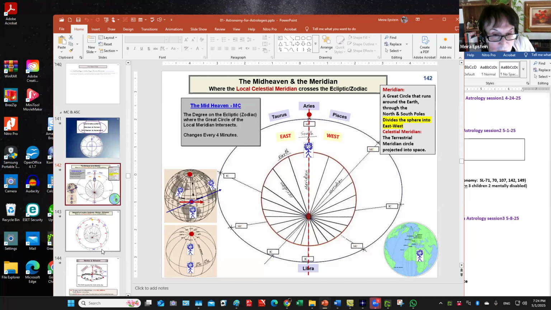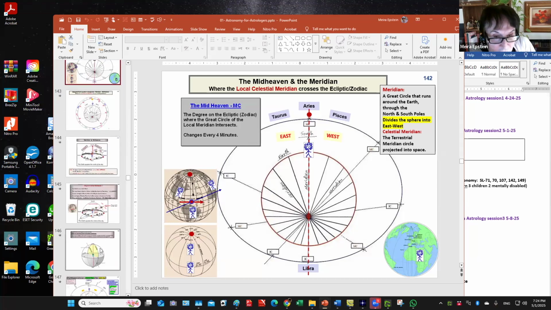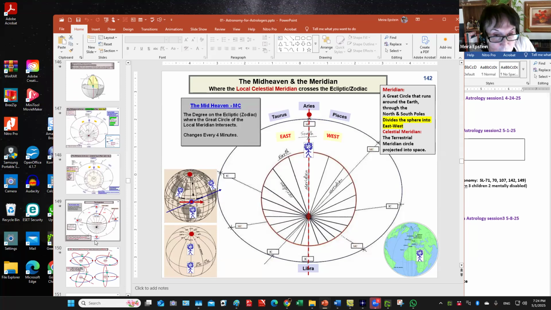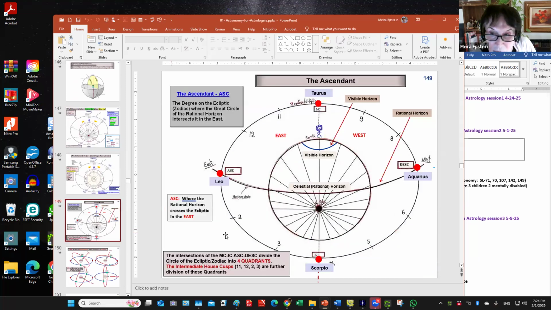Now we come to the ascendant and we get the same story, another intersection. And you will remember this. Here's the ascendant. Now we have another circle, the horizon right here, the celestial horizon. There are two red dots, intersections in the east and in the west. Intersection with what? With the ecliptic, with the zodiac.